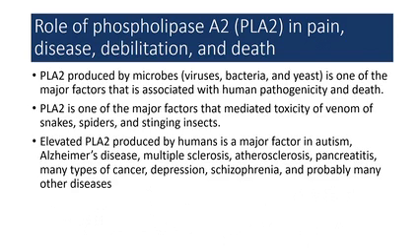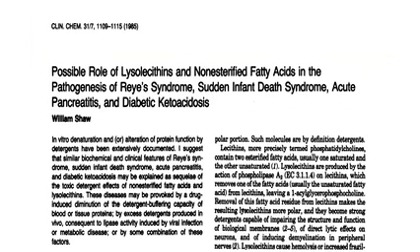Phospholipase A2, when it's elevated, can also be produced by humans directly, and it is a major factor in autism, Alzheimer's, multiple sclerosis, atherosclerosis, pancreatitis, which is inflammation of the pancreas, many types of cancer, depression, schizophrenia, and probably many other diseases. The mechanism of why phospholipase A2 is so toxic is one of my lifetime interests.